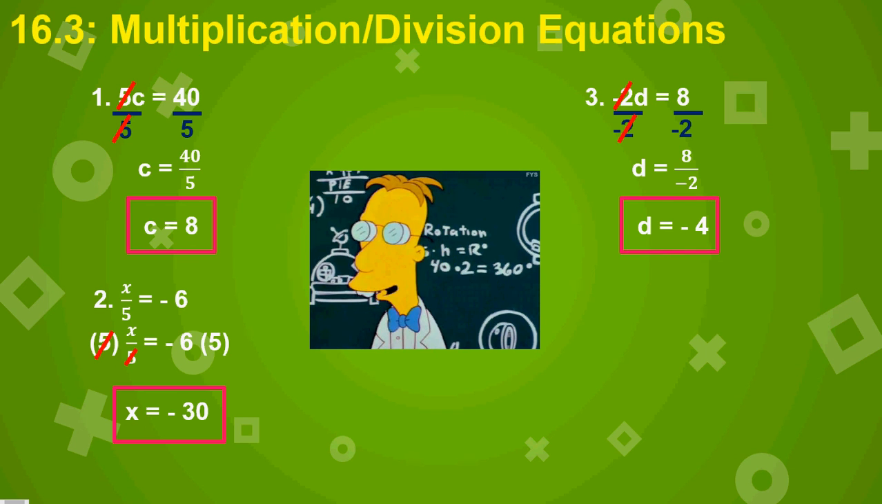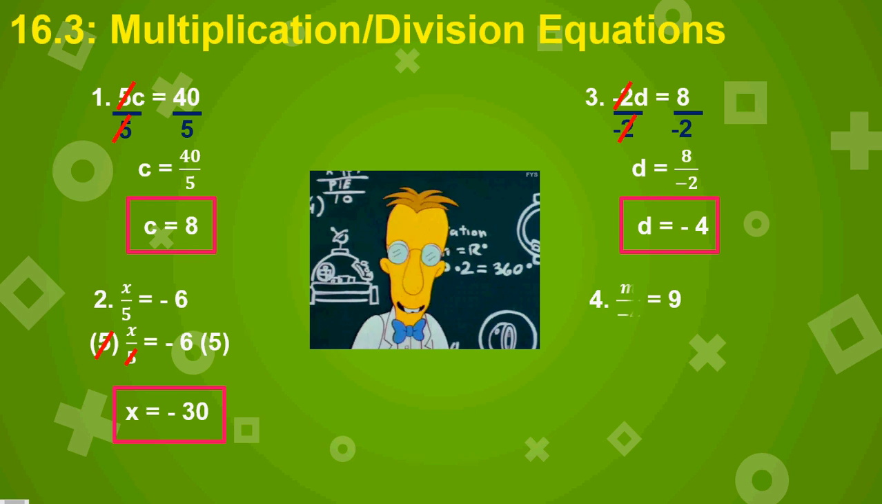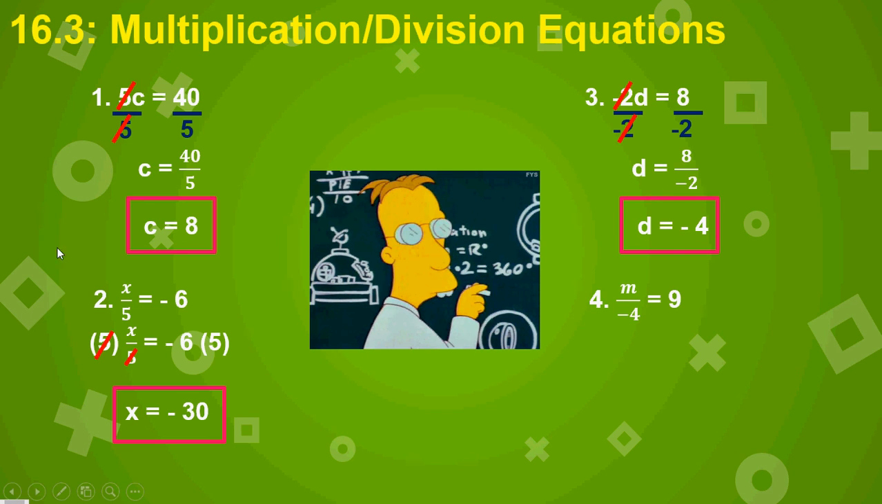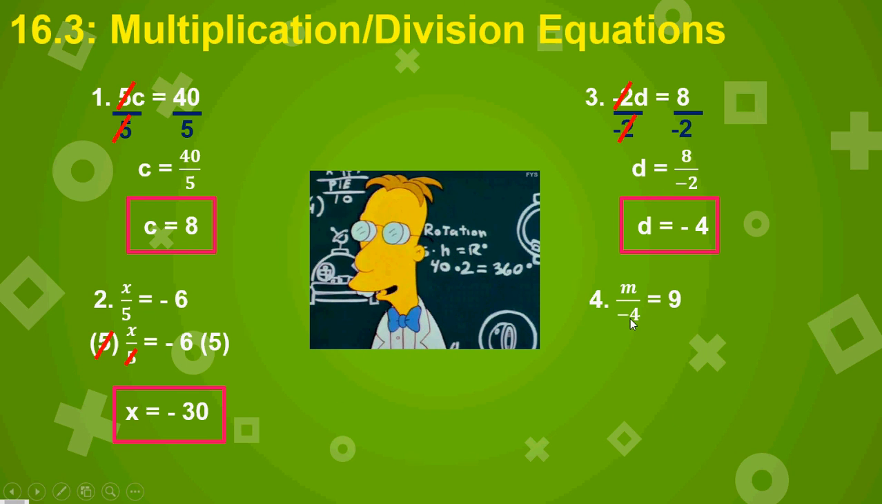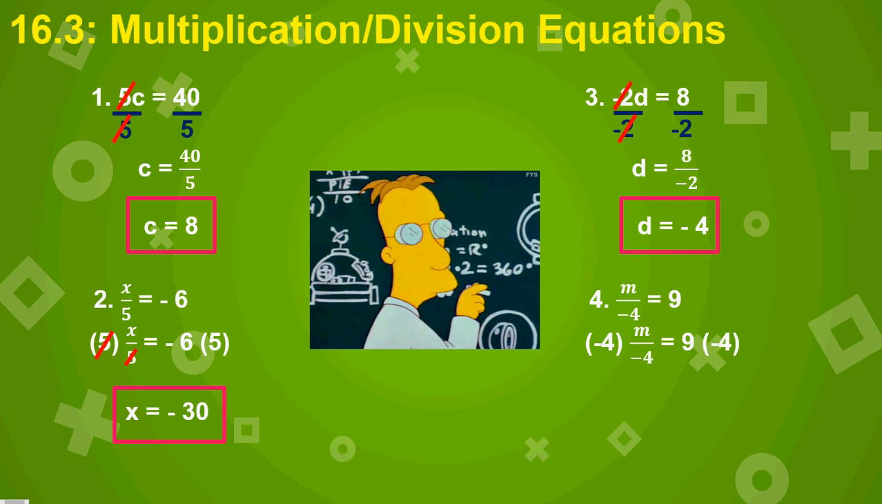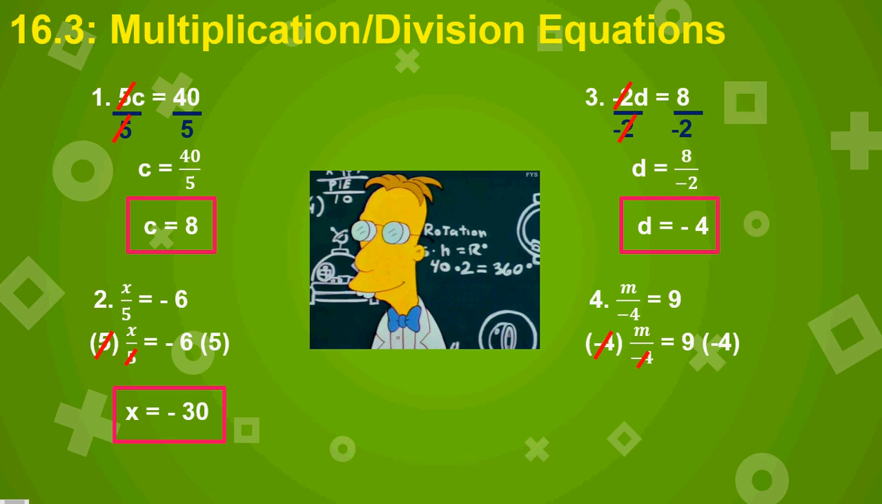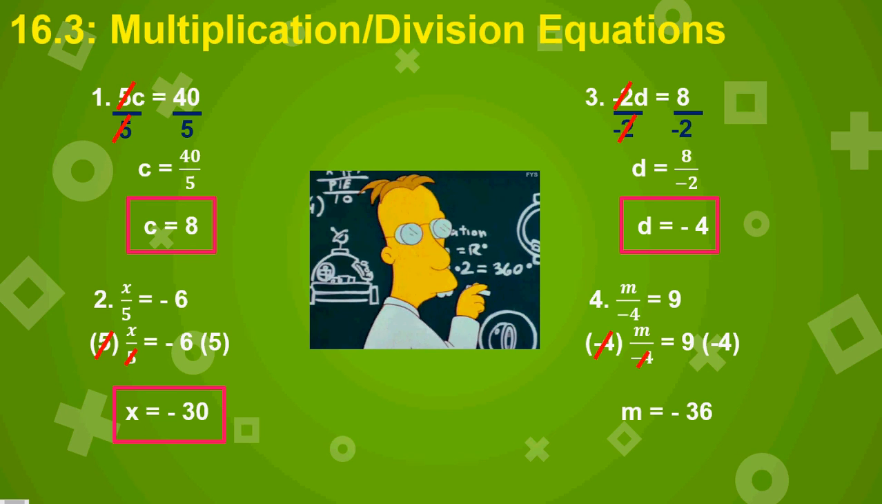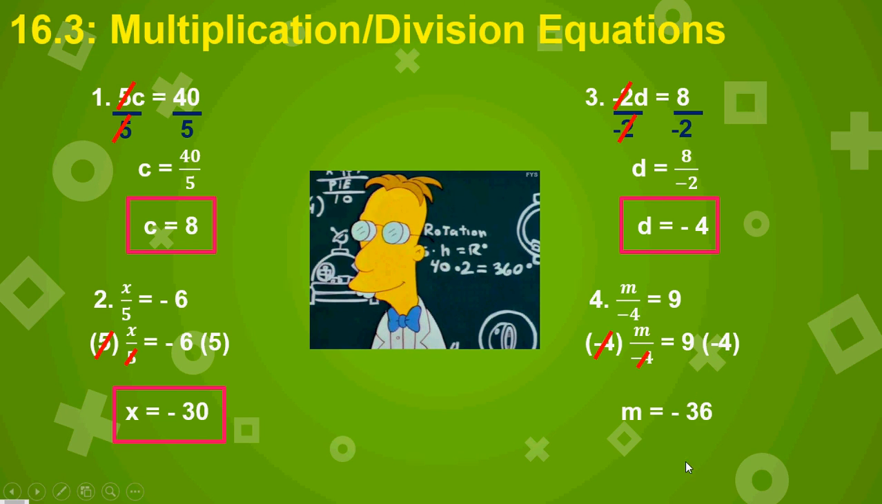And the last exercise for today, it's this one that is almost the same as this. I know that negative 4, it's dividing. I'm going to multiply both sides by negative 4. Now I know that this negative 4 and this negative 4 I'm going to cancel out each other. Y lo que me queda is m equals to negative 36. 9 times negative 4 is negative 36.